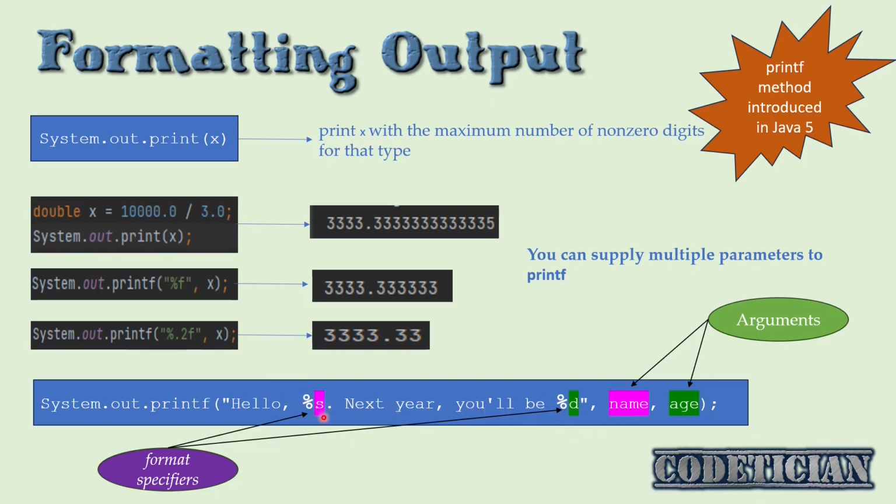Now you can notice at one point I'm using S and at the second point I'm using D. Why is there a difference? Because these are two different kinds of variables. Percentage S indicates that in the first argument of this printf statement I'm expecting a string, and percentage D indicates that in the second argument I'm expecting an integer. Now what are these different kinds of format specifiers? We can see in the next slide.